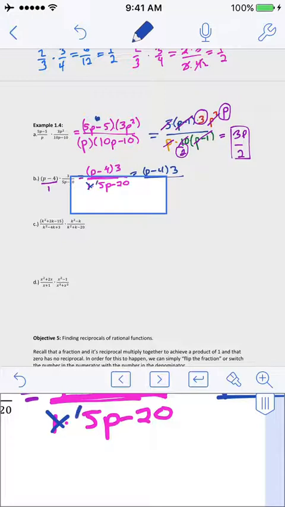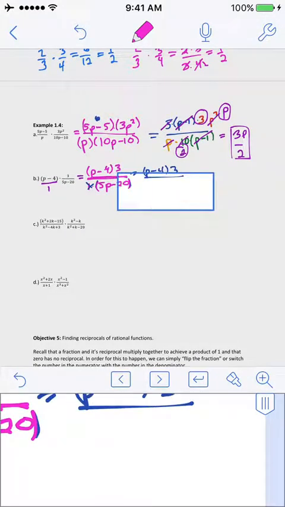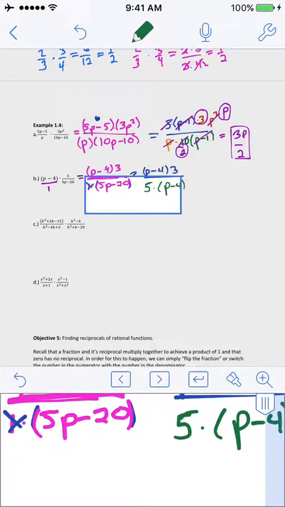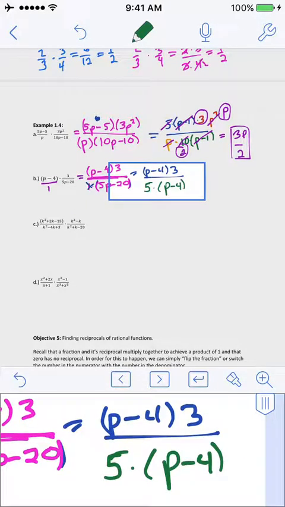But the 5p minus 20, that's got a common factor, right? And I really should have put that in parentheses, so my apologies. 5p minus 20 has a factor of 5, so I can go ahead and take that out. And what's left over is a p minus 4. So I can factor out the p minus 4. Now I can see that p minus 4 cancels with p minus 4, right?